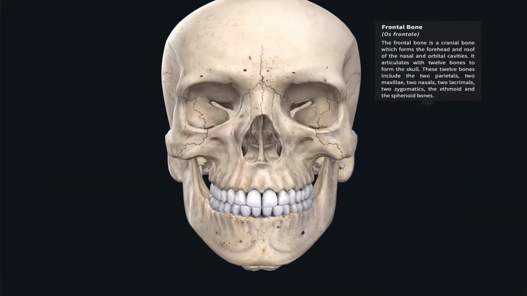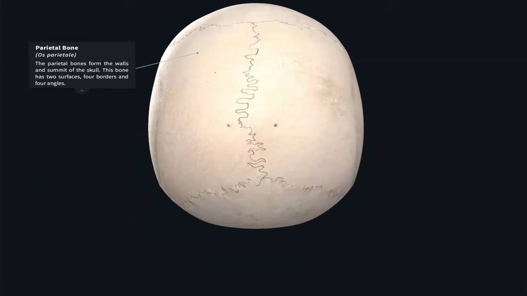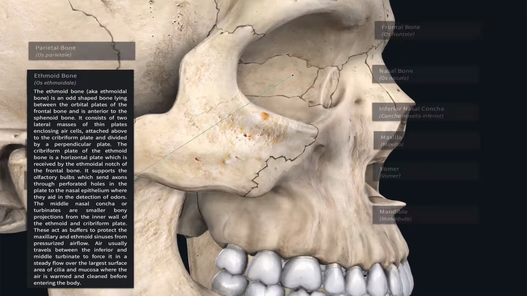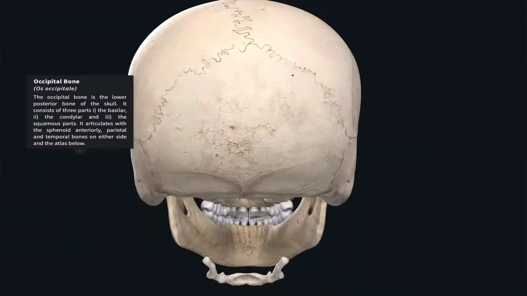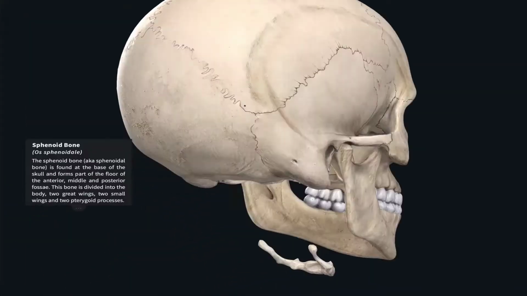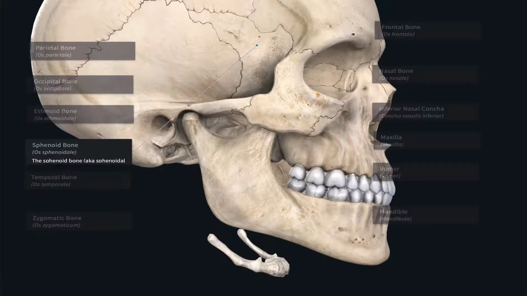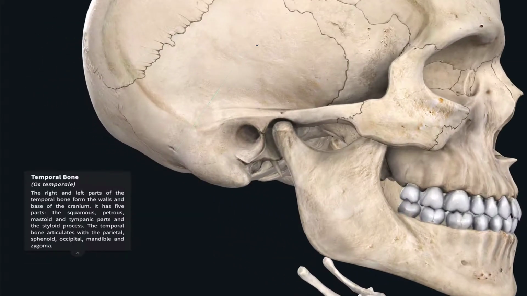The frontal bone, the parietal bone, the ethmoid bone, the occipital bone, the sphenoid bone, and the temporal bone all are classified as bones of the neurocranium, which means they largely are situated in place to protect the brain.